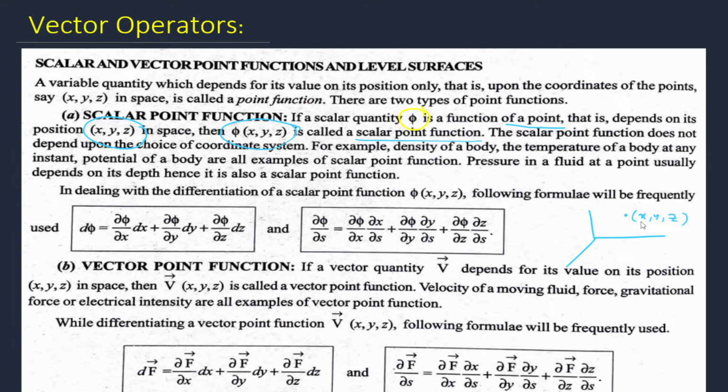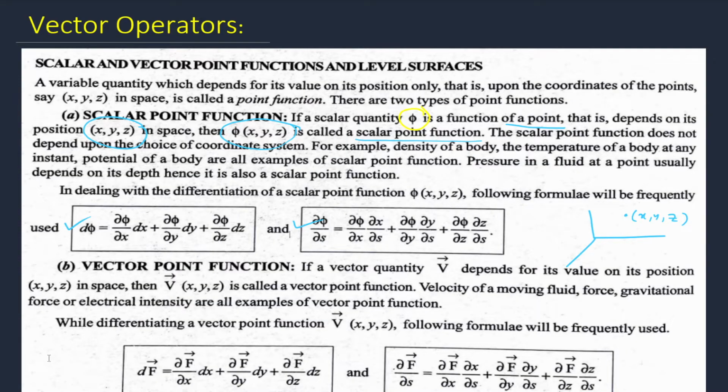If phi changes with the change of x, y, and z, then this function phi of x comma y comma z is called scalar point function. Like density, temperature, these are all scalar point functions, because we know that in density or in body temperature, direction is not involved. Okay, so you only need the magnitude. So when we talk about a scalar point function, then some relations are there. This relation will be very useful. So suppose you go through this, so you already know these particular relations from the differential calculus.